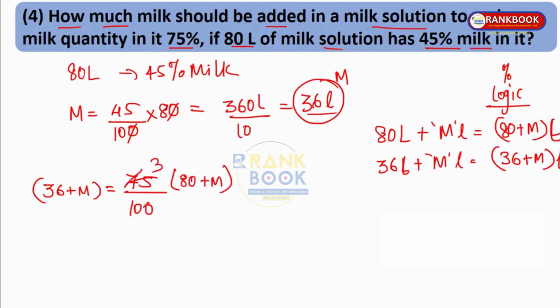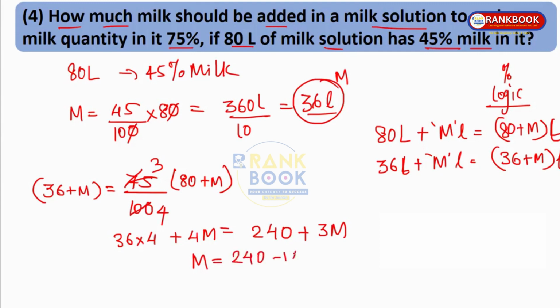25 3s are, okay, 25 4s are, what will we have? 36 into 4 plus 4m would be equal to 240 plus 3m. So we will have m equal to 240 minus 144. That would be nothing but 96 liters. So 96 liters should be added so that the quantity of milk becomes 75%.